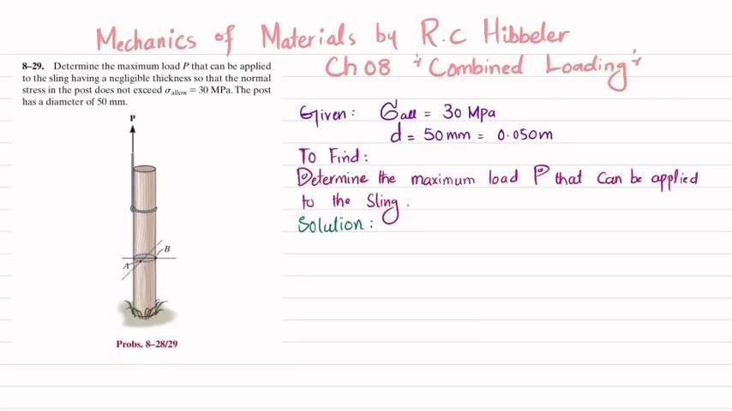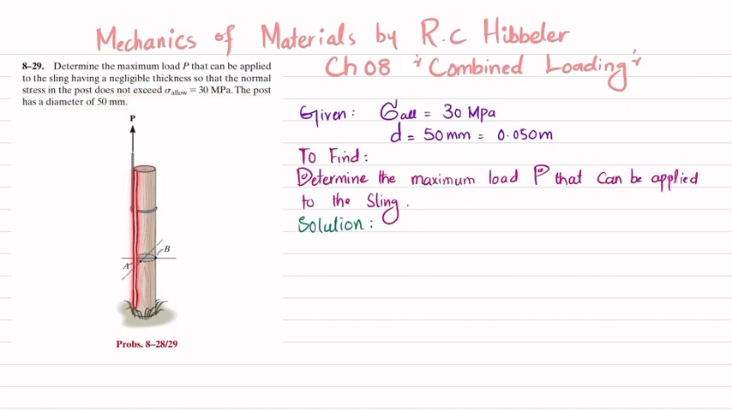Welcome back. In this video we are going to solve problem 8-29, that is from chapter 8 combined loading, and the book name is Mechanics of Material by RC Hibbeler. So statement is: determine the maximum load P that can be applied to the sling having a negligible thickness so that normal stress in the post does not exceed 30 megapascal. The post has diameter of 50 millimeter.